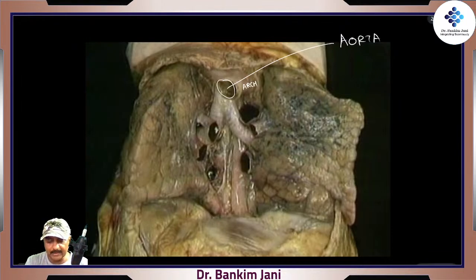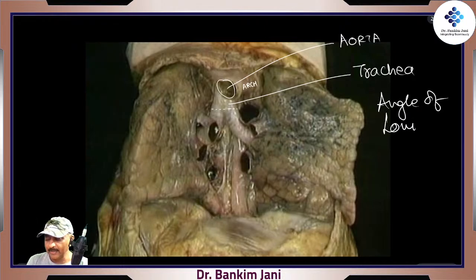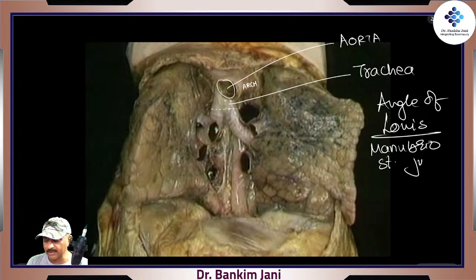So behind it, we can see the trachea, right? That is the trachea. The level of the trachea where it bifurcates is the same level as the angle of Louis, right? That is the manubriosternal junction, angle of Louis. So it is at this angle, something else also happens, right? So what I'm telling is that the angle of Louis is the manubriosternal junction. It is at this junction the trachea bifurcates.